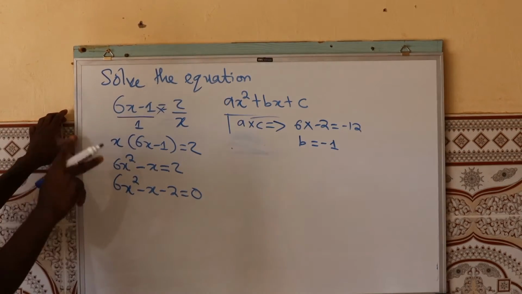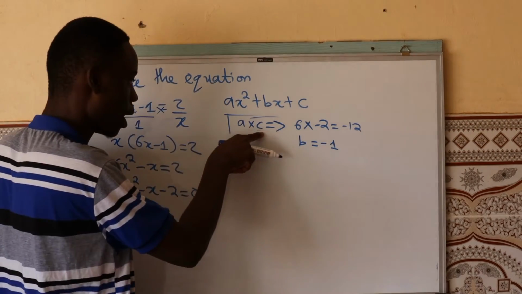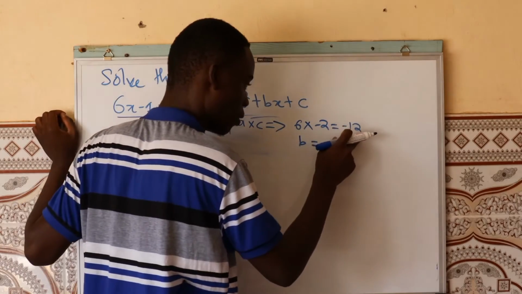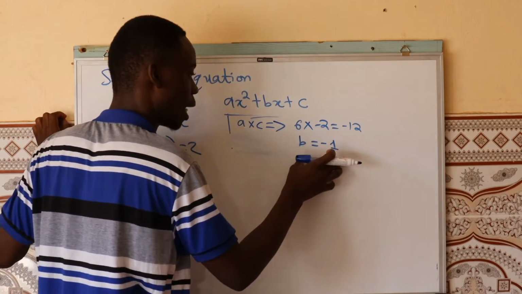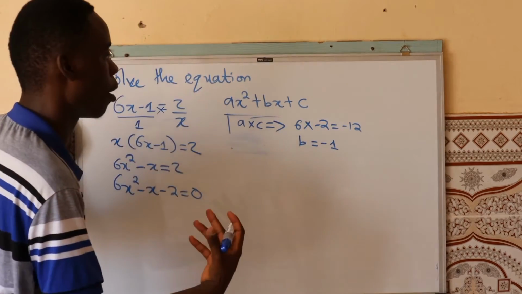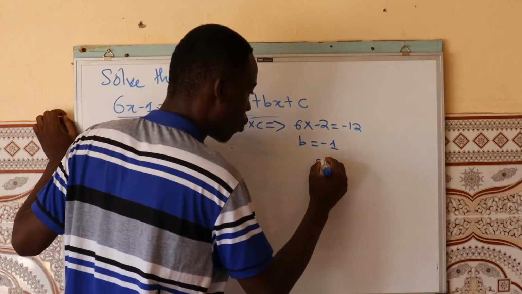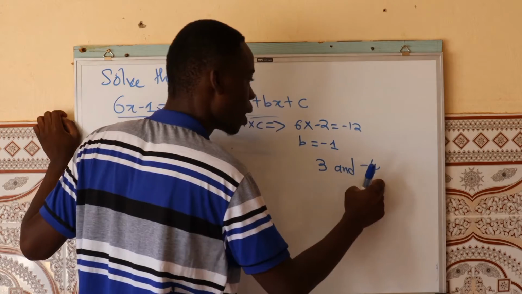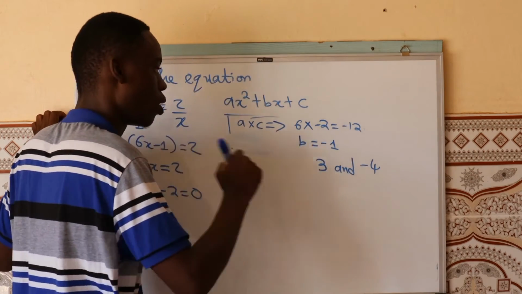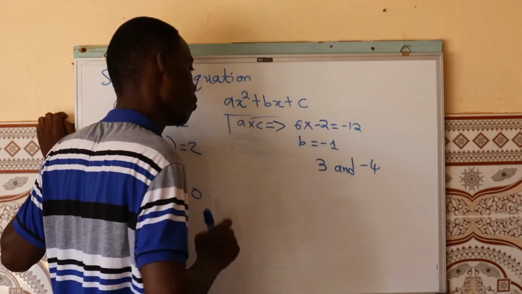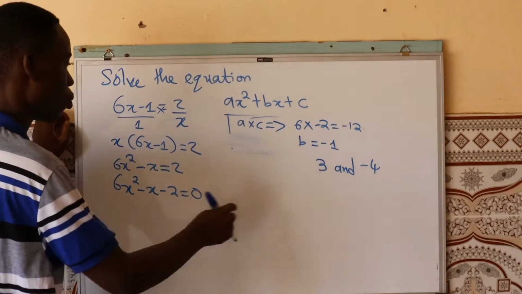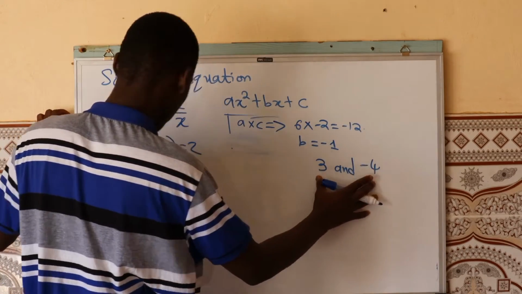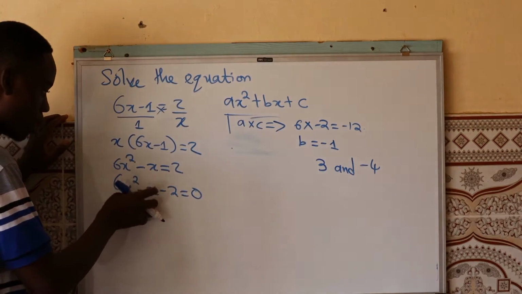So in our case, we look for two numbers. If you multiply them, they'll give you negative 12, but if you add them, they'll give you negative 1. So this is trial and error. But quickly, we have 3 and negative 4. 3 times negative 4 will give us negative 12. 3 minus 4 will give us negative 1. So we replace these as our factors in the equation where there is negative x.